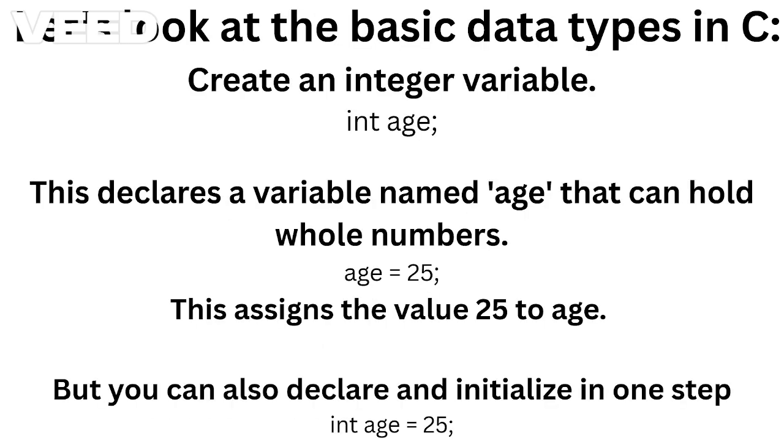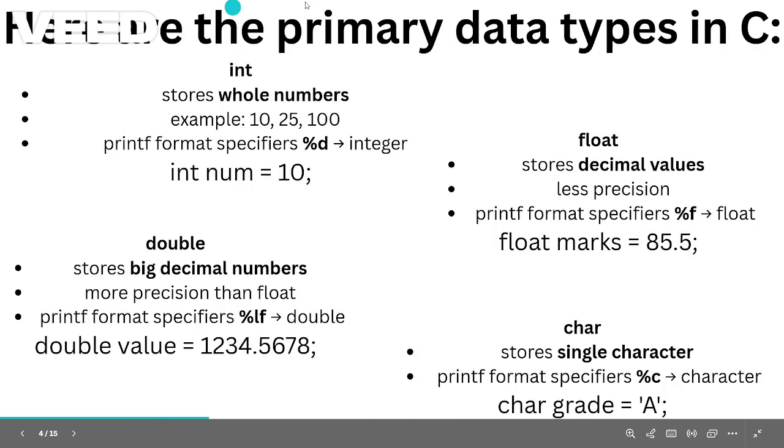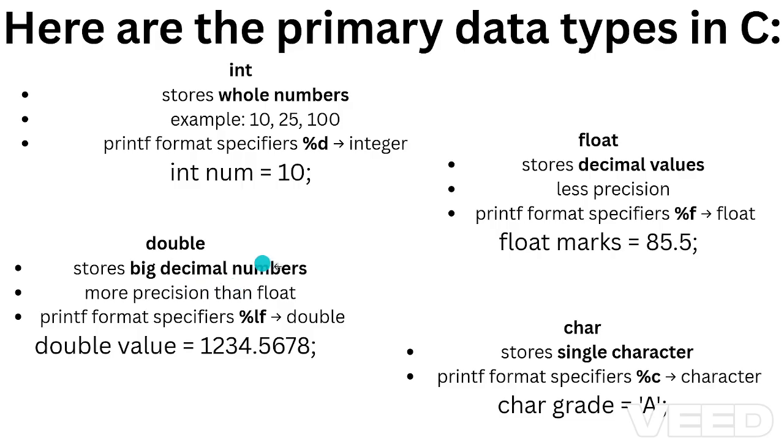Two basic data types in C, for example, int age. We are creating a variable age and initializing it to 25, or we can declare and initialize in a single line like this. The primary data types are int, float, double, and character: a whole number, a decimal number, and a big decimal number.